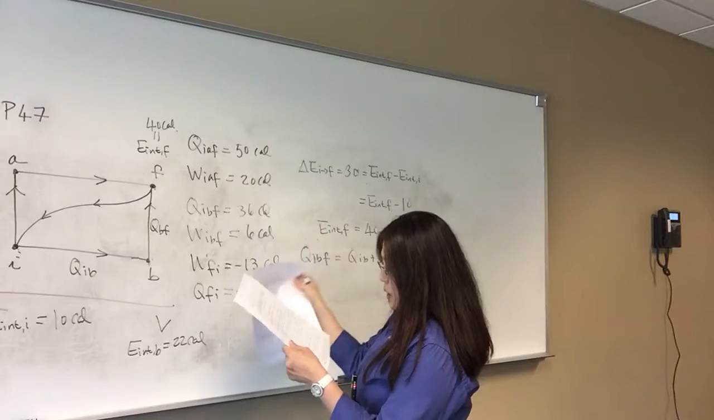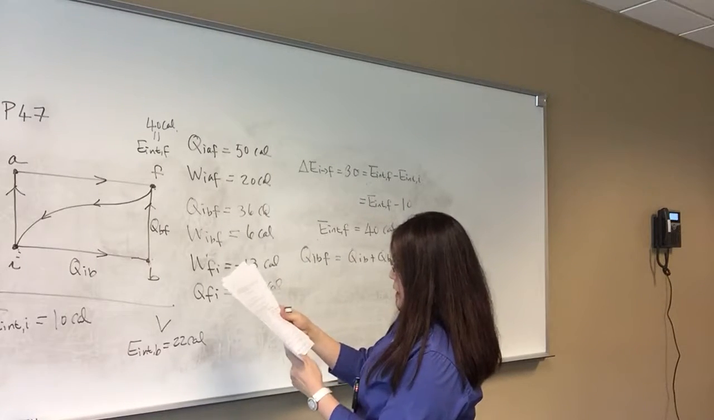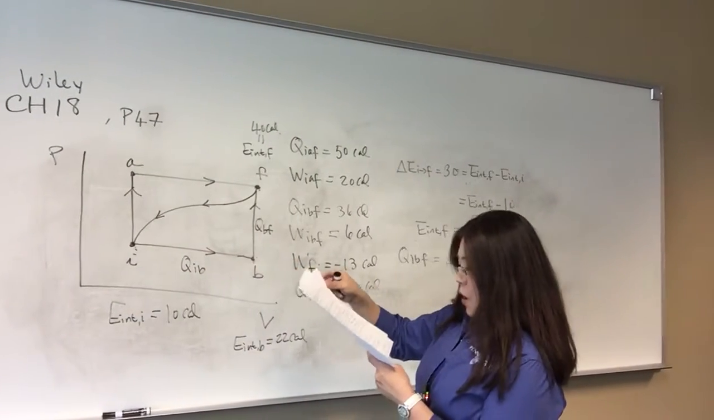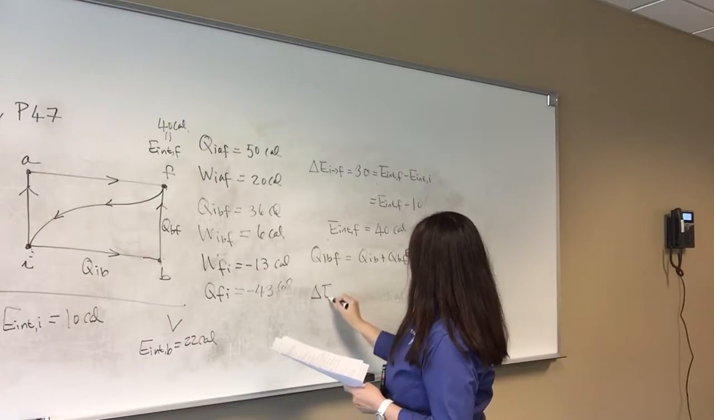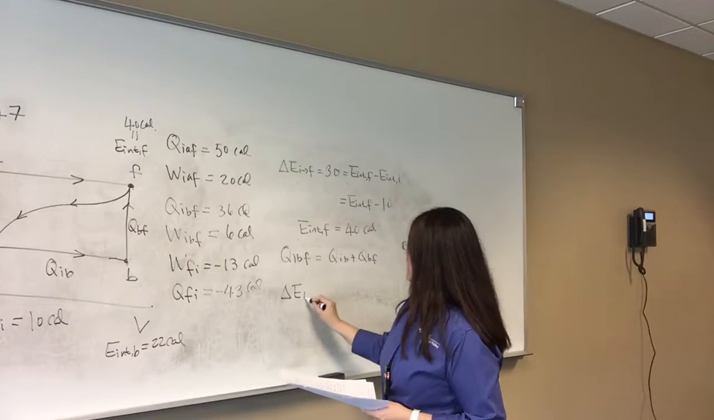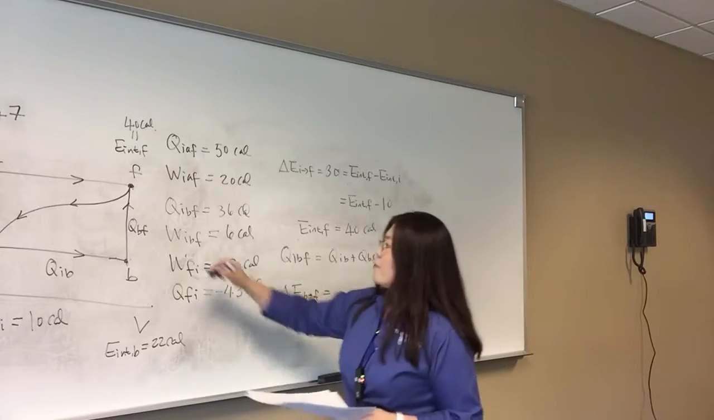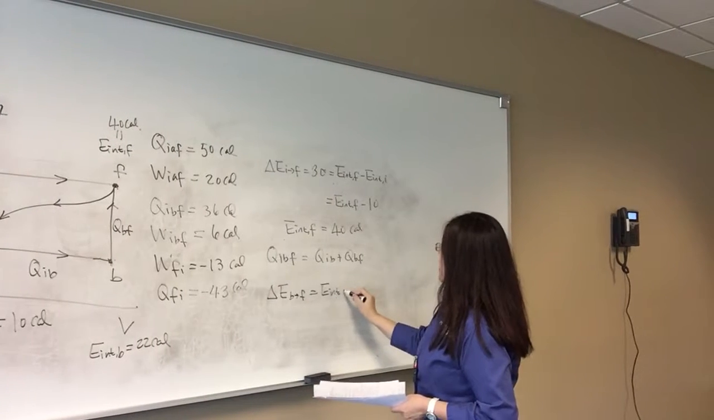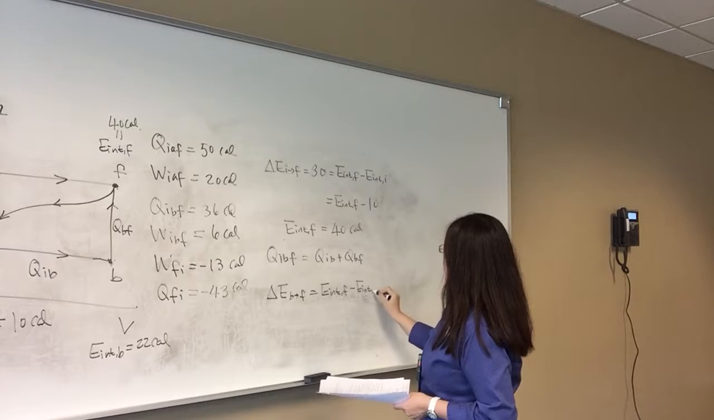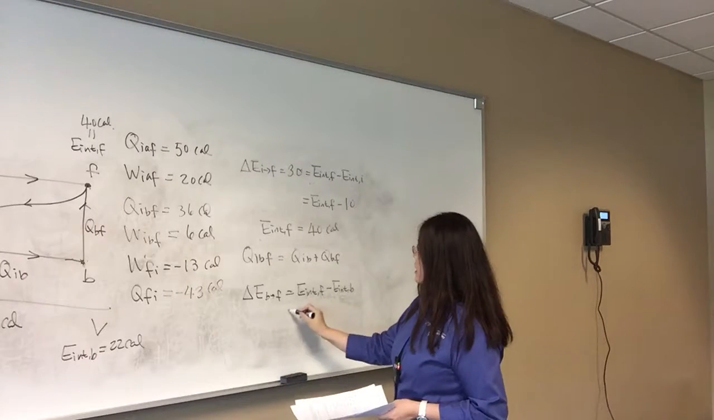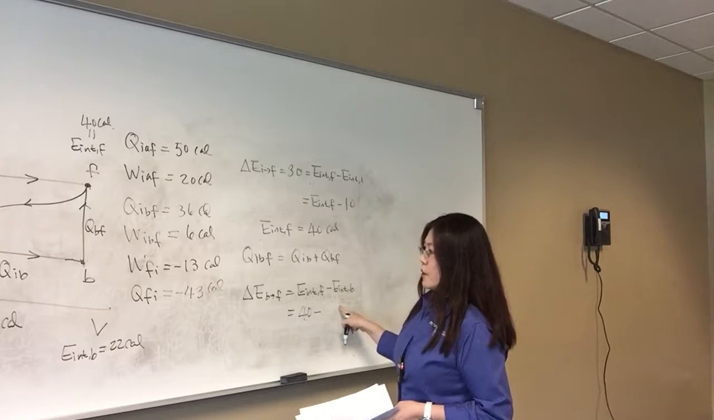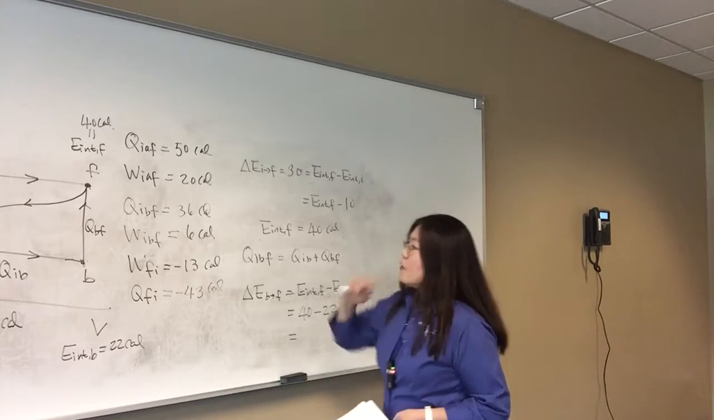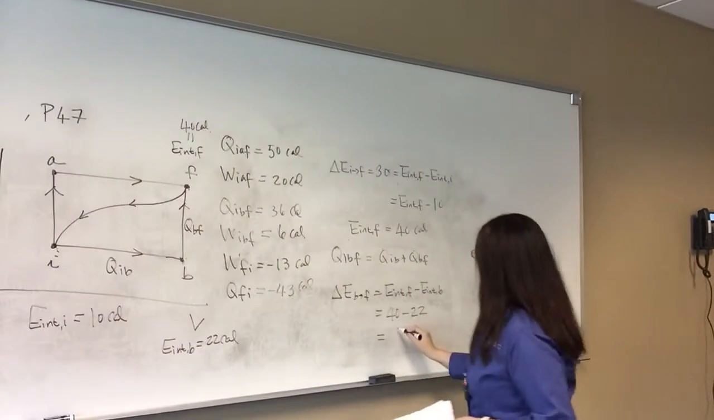And then what do we do with that information? So let's see. This has 10. This has 22. So if we get the change in internal energy from B to F, that will be the internal energy at point F minus internal energy at point B, which we can calculate because that is 40, and the internal energy at point B is 22. So you can calculate that. Why do we want to do that? Because from B to F, that will be your QBF.